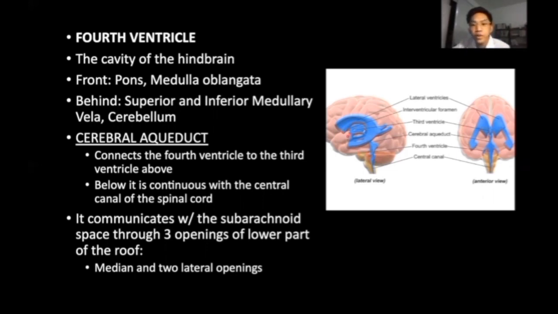So we also have what we call the cerebral aqueduct. The cerebral aqueduct connects the fourth ventricle to the third ventricle above. Below, it is continuous with the central canal of the spinal cord. If you can see my laser again, the cerebral aqueduct is located here between the third ventricle and the fourth ventricle. It connects the fourth ventricle to the third ventricle. It is continuous with the central canal of the spinal cord, as we can see here. The fourth ventricle communicates with the subarachnoid space through three openings in the lower part of the roof, which are the median and two lateral openings.